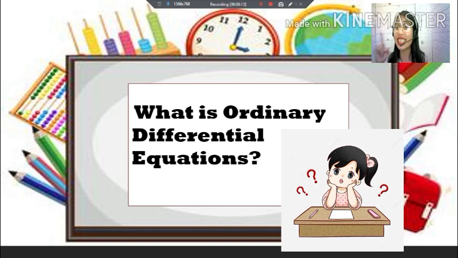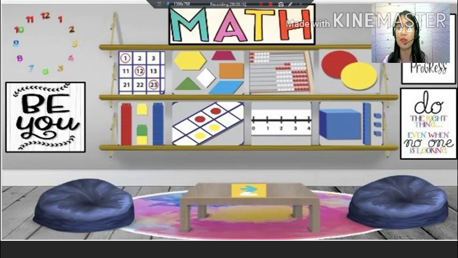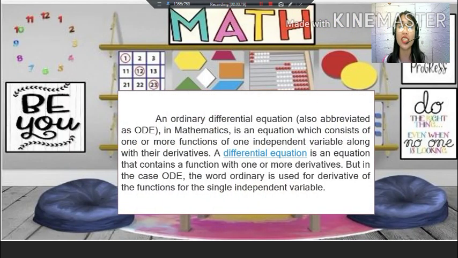Okay, first is the ODE. An ordinary differential equation, also abbreviated as ODE in mathematics, is an equation which consists of one or more functions of one independent variable, along with their derivatives. A differential equation is an equation that contains a function with one or more derivatives, but in the case of ODE, the word ordinary is used for the derivative of the functions for a single independent variable.